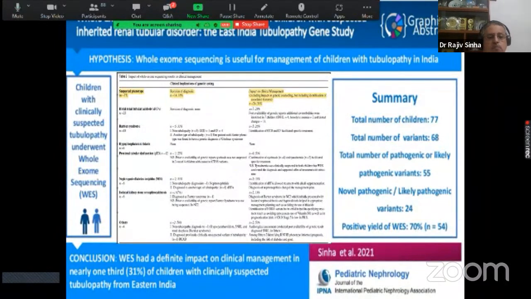Early this year, we published our experience from Eastern India on the use of whole exome sequencing in tubular disorder practice. The total number of patients was 77, with 55 pathogenic variants and 24 novel pathogenic or likely pathogenic variants. We had a very good output from the whole exome sequencing. In 70% of cases we were able to come up with a diagnosis.